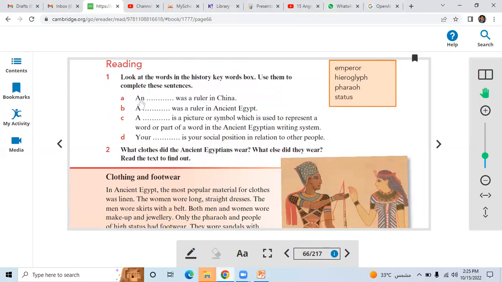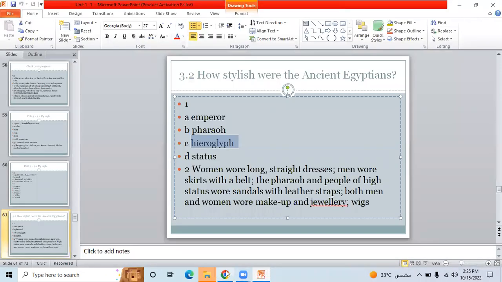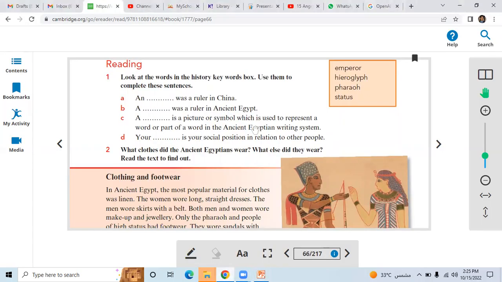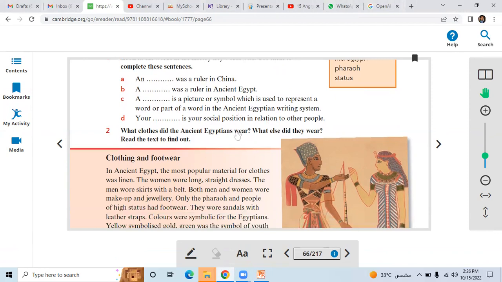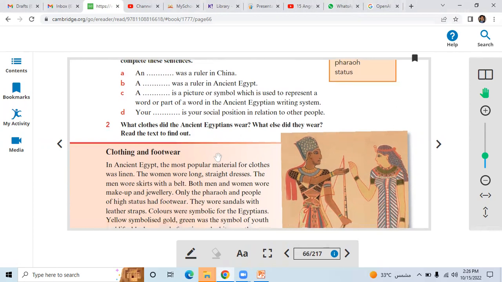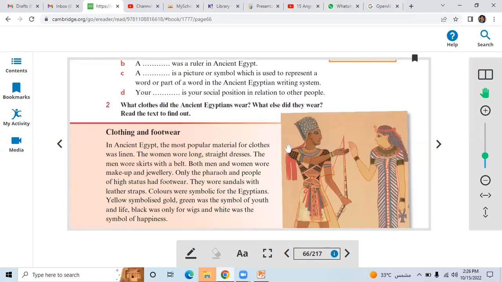As you can see, an emperor was a ruler of China, and a pharaoh was a ruler in ancient Egypt. C is a hieroglyph, a picture symbol used to represent a word or part of a word in the ancient Egyptian writing system. You already have an idea about hieroglyphs from your previous classes, as the Egyptian ABC; the alphabets were called hieroglyphs. The last, status, is your social position in relation to other people.